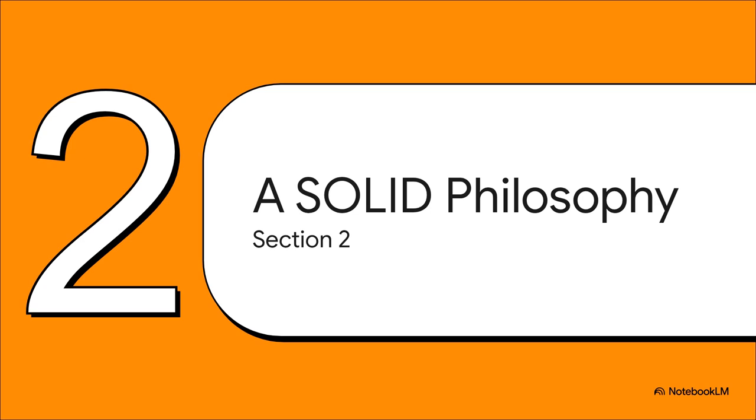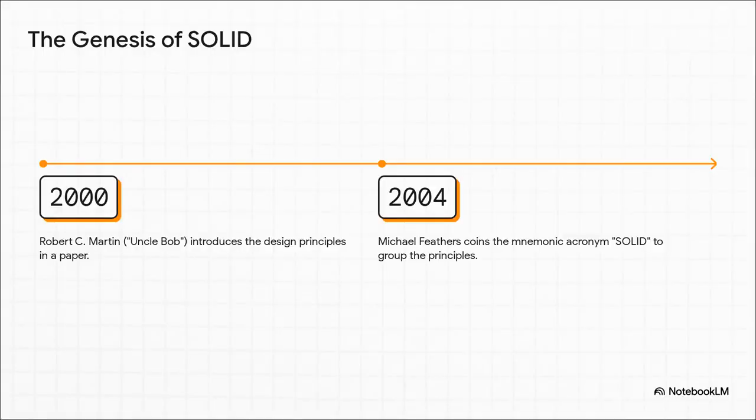Well, it's not by accident. It takes a deliberate, disciplined design philosophy. It's a framework for thinking about how we build software that can actually stand the test of time. And these ideas have been around for a little while. They were first really pulled together and written about by the one and only Robert C. Martin. You probably know him as Uncle Bob, way back in the year 2000. But it was a few years later, in 2004, that Michael Feathers gave us the awesome acronym SOLID. And that's what made these principles so catchy and easy to talk about.